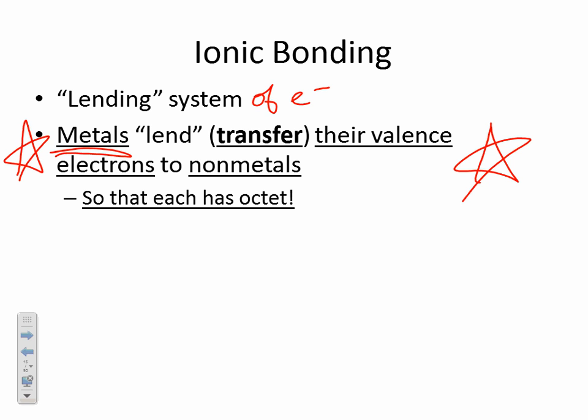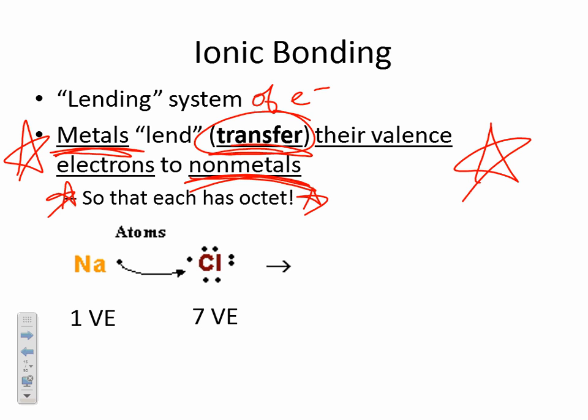Your metals will transfer. That's the big verb that the Regents likes to use, transfer. Metals transfer their valence electrons to the nonmetals. So the metal gives up their valence electrons, they give it to the nonmetals. They lose it, the nonmetal gains it, and in doing so, both the metal and the nonmetal will achieve an octet. When they transfer their valence electrons, that's when we get the charge. Now the metal will have a positive charge and the nonmetal will have a negative charge.